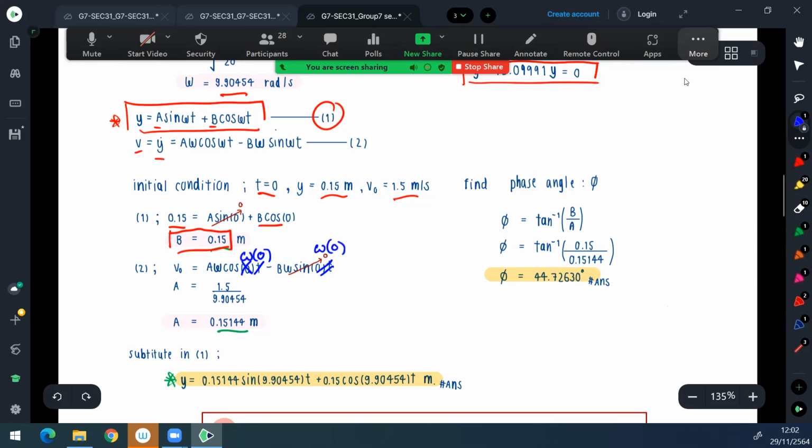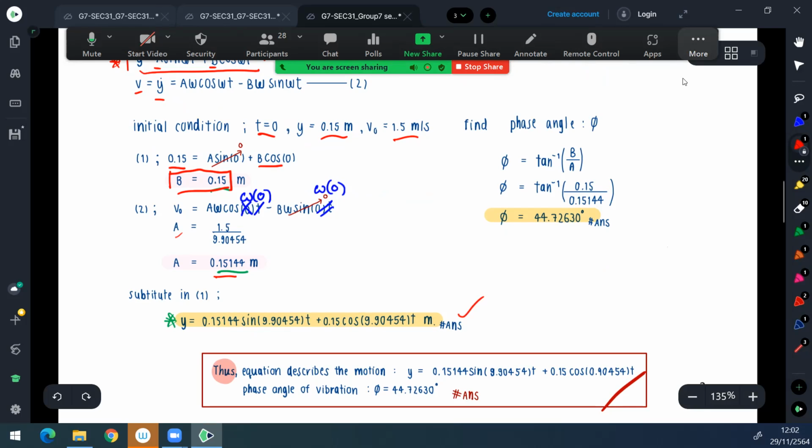Okay, then we already solved for the constant A, that is 0.15144. Don't round off this term. It is not equal to B, right? It is 0.15144. So then we can complete the solution like this: A sine omega t plus B cosine omega t. That is all right for this case. And the phase angle is equal to arc tangent B over A.